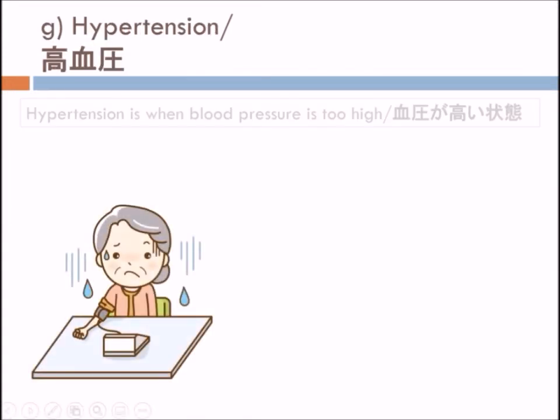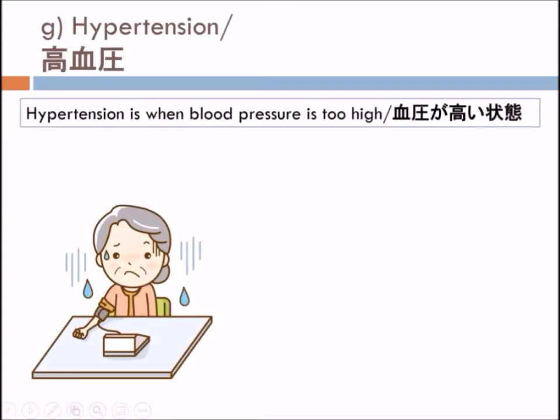Hypertension. Hypertension is when blood pressure is too high, caused by heart disease, kidney disease, change in blood vessels associated with aging, diet, exercise, and other lifestyle factors. Symptoms are headache, palpitation, etc.